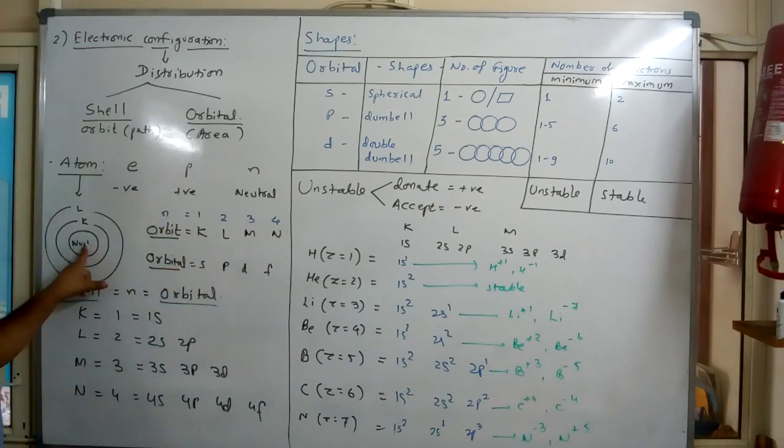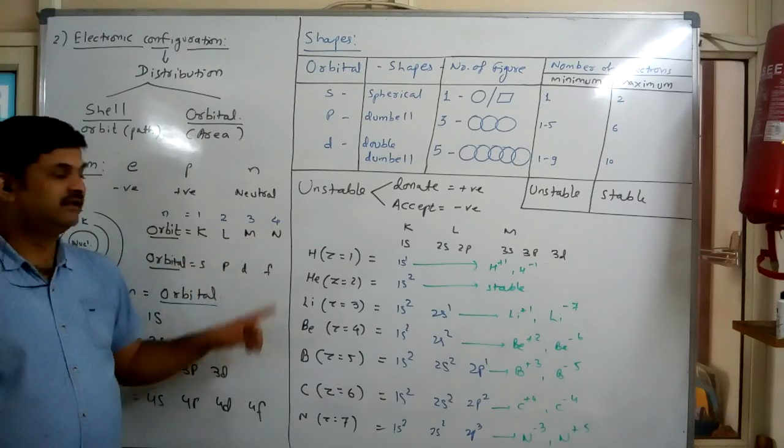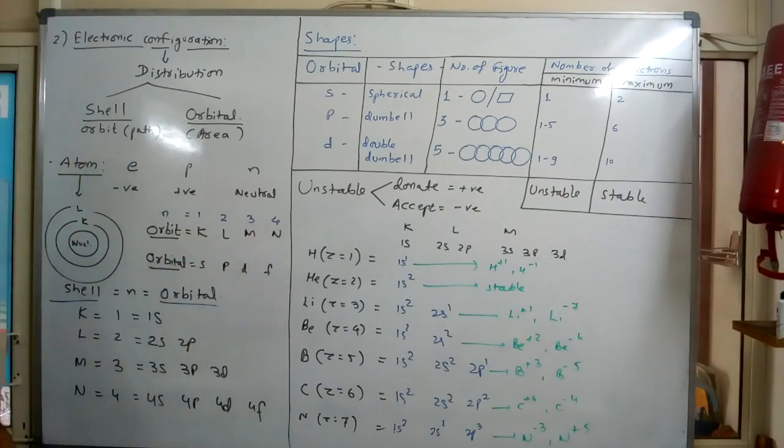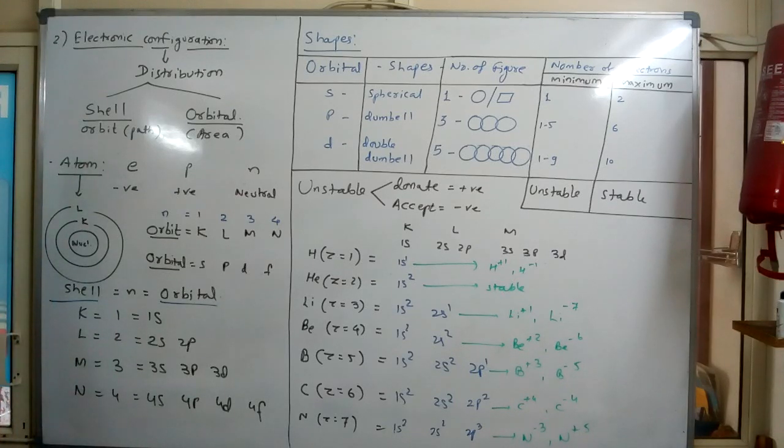With respect to the nucleus, the number of the K cell is 1, the number of the L cell is 2, the number of the M cell is 3. Similarly, the number of the N cell is 4. It means outside the nucleus, whenever we go, K, L, M, N different types of cells are there. Now this cell will include orbitals.